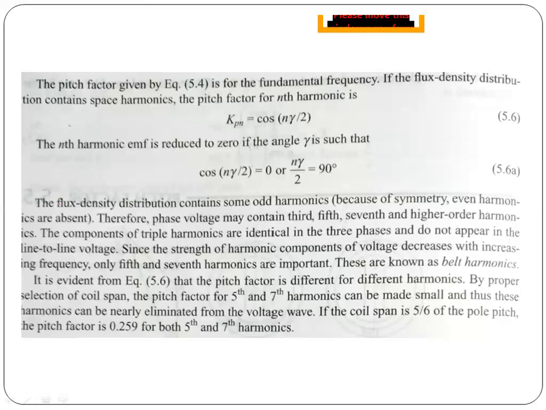It is evident from equation 5.6 that the pitch factor is different for different harmonics. By proper choice, harmonics can be nearly eliminated from the voltage wave if the coil span is 5 by 6 of the pole pitch. The pitch factor is 0.259 for the fifth and seventh harmonic.